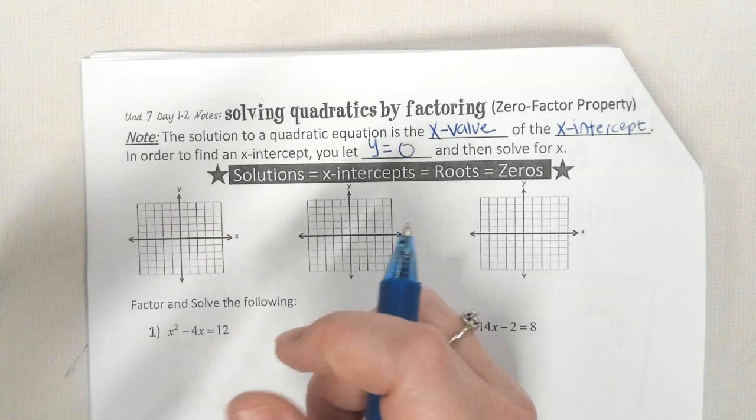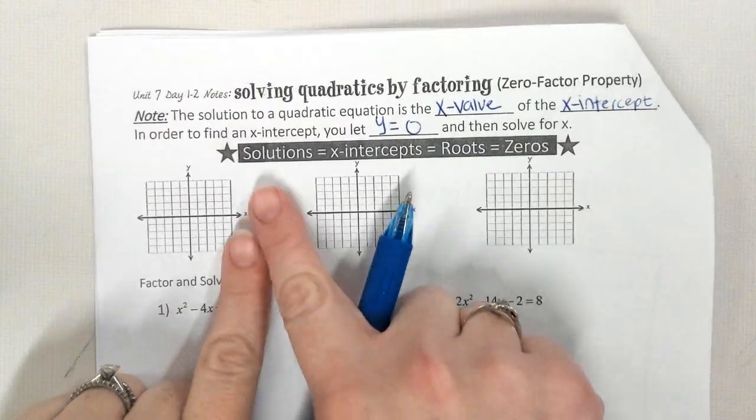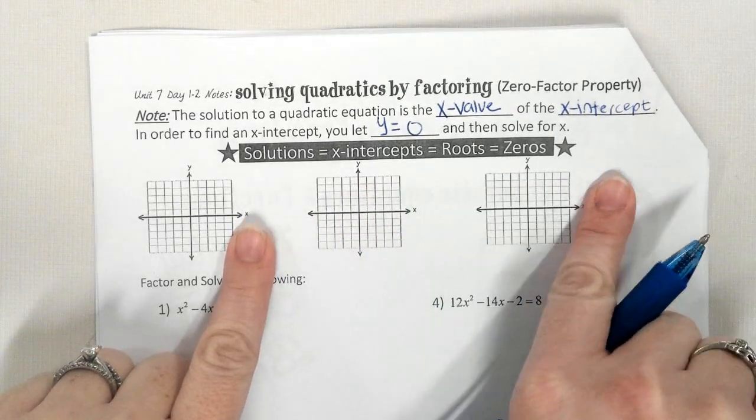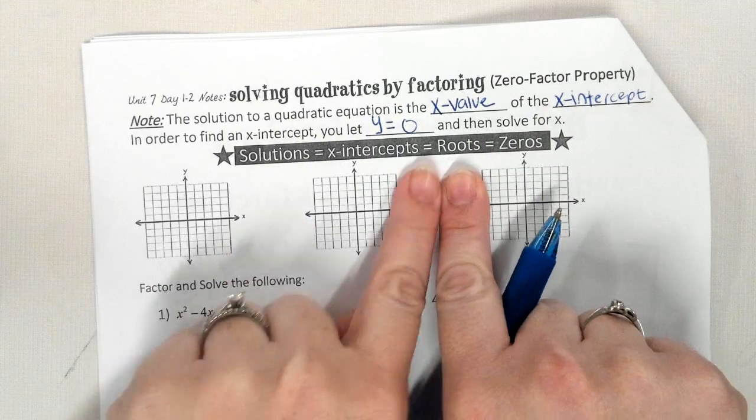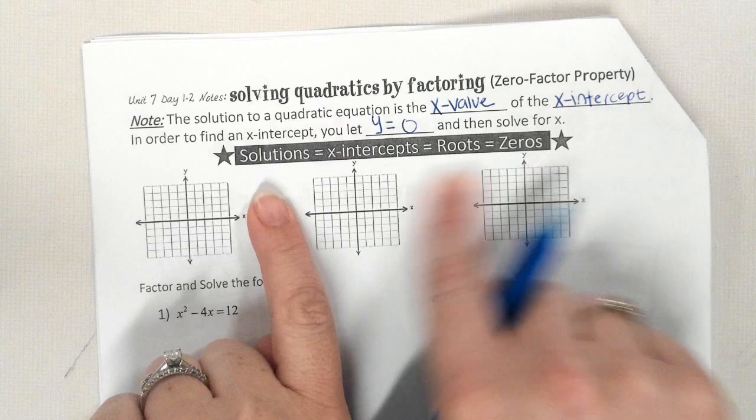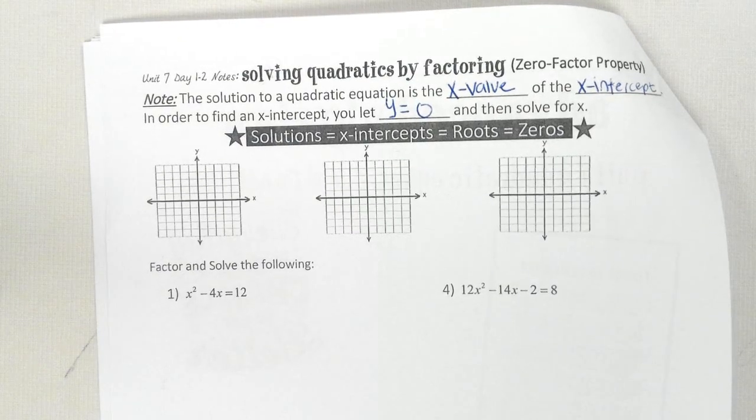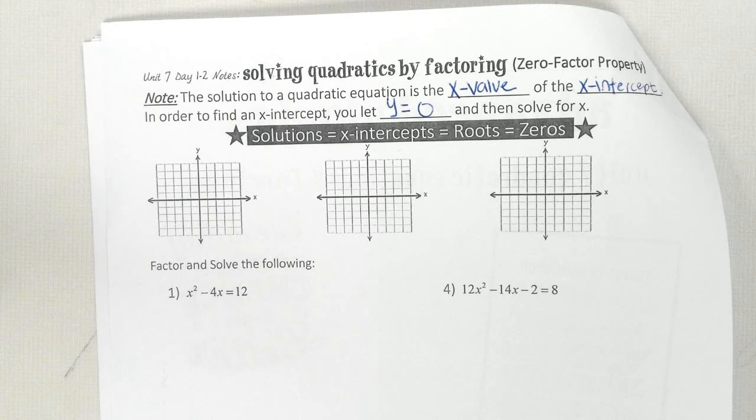Okay, so solutions, x-intercepts, roots, and zeros, those all mean the same thing. That's why there are equal signs in the middle, because they're all the same, yes? So if I say what's the root, that's the same thing as saying what's the x-intercept, which is the same thing as saying what's the zero. I can use any of those words interchangeably, and they all are just asking for the x-intercept, which is what we're learning how to find today.